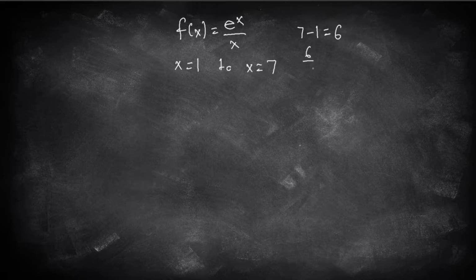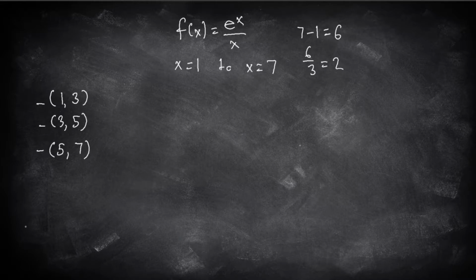So let's say we choose three rectangles. 6 divided by 3 is 2. So we have a stepping size of 2. So we start at 1, step it by 2, that's 3. So we're at 3, step it by 2, that's 5. And we start at 5, step by 2 is 7. So these are our three intervals for our three rectangles. So our left, our right, and our trapezoidal.